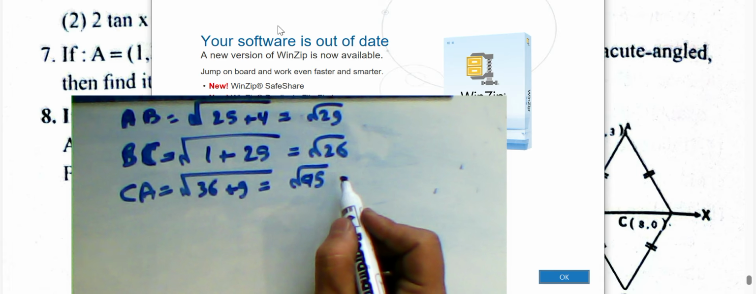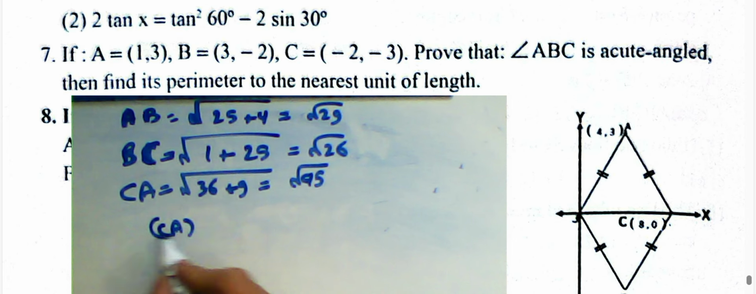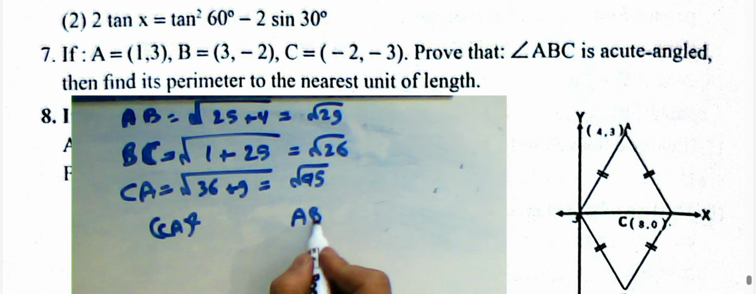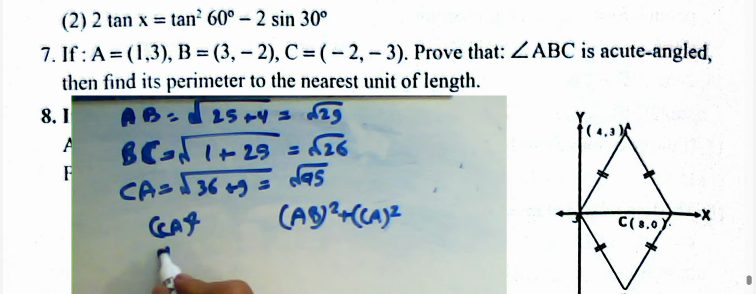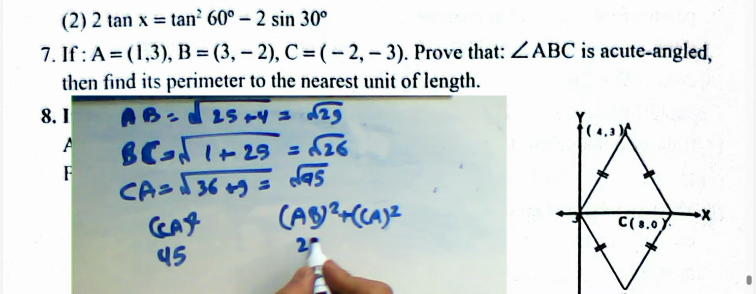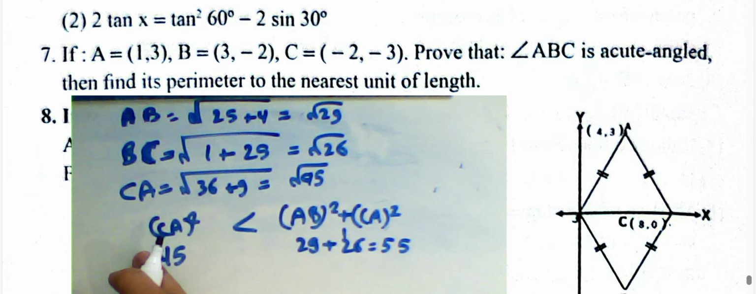Now we have the relation between the greatest number, 45, which is CA power 2, and also AP power 2 plus CA power 2. The power here will be 29, and here will be 26. We can collect together 6 plus 9, 15, 5 and the carry of 1, 3 plus 2, 5. Then we have a right-angled triangle because CA power 2 is less than AE power 2 plus CA power 2.